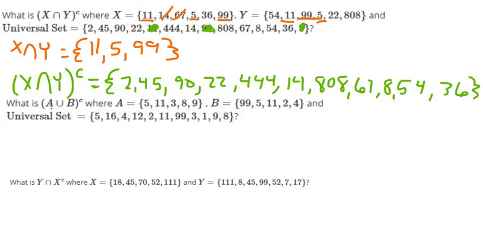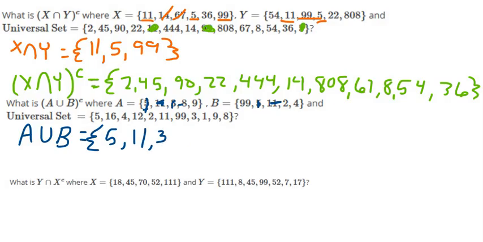So for the next one, we're going to list everything as an A or B. So we're going to list everything out, and we don't need to write them twice, so we'll start with this. So A or B would be 5. I don't need to duplicate it, so I'll just cross it off there. 5, 11 is in both, so I'll list that down. 3, 8, and 9. And then the other ones have 99, 2, and 4.